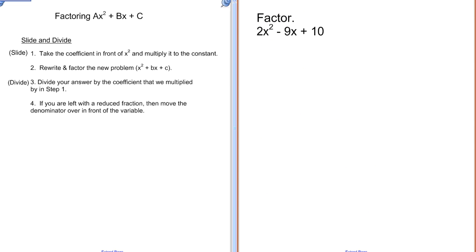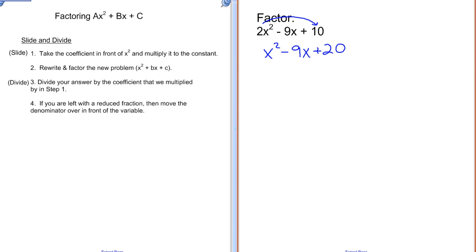Okay, so we're going to start off by taking the 2. We're going to slide it over to our constant and rewrite it. So this gives me x squared minus 9x plus 20. Now we're taking this new problem and we're going to factor it.